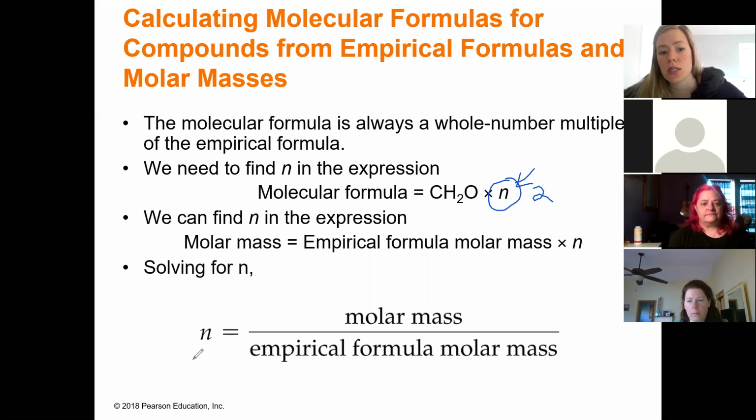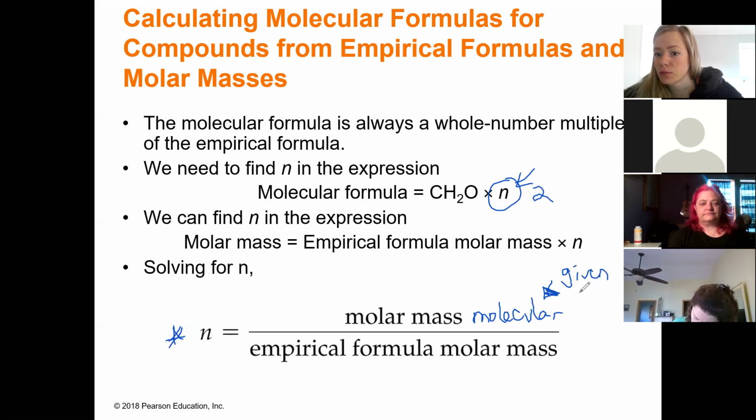A way to rearrange this equation is down here. Your N value is going to be equal to your molar mass for specifically your molecular over empirical, okay? The molecular formula's molar mass is something that you would have to be given. So this top value of N will be given to you.